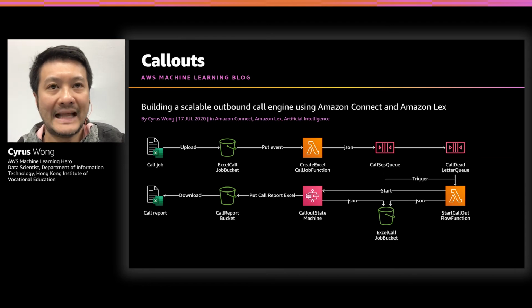will be controlled by Amazon Lex to make an interactive call to the students, and then finally after calling all of the students, the call report will be put into the bucket, and then the teacher can download the simple test result from the students.